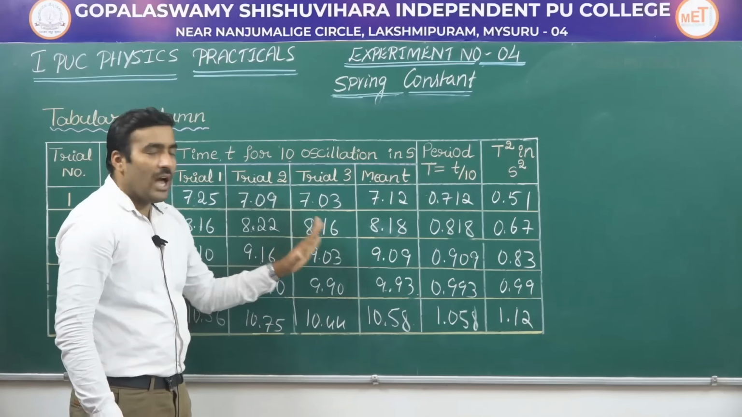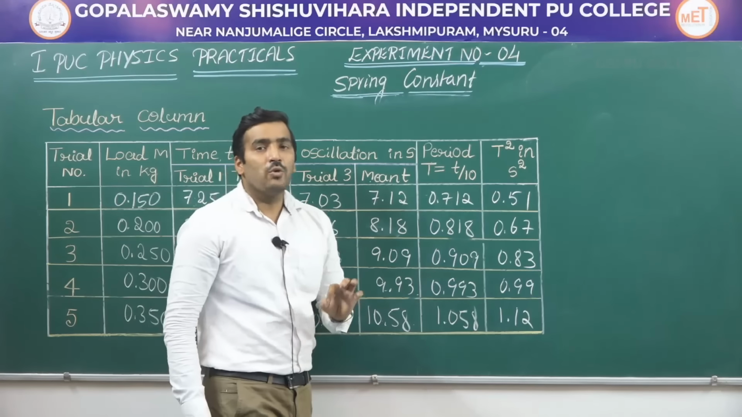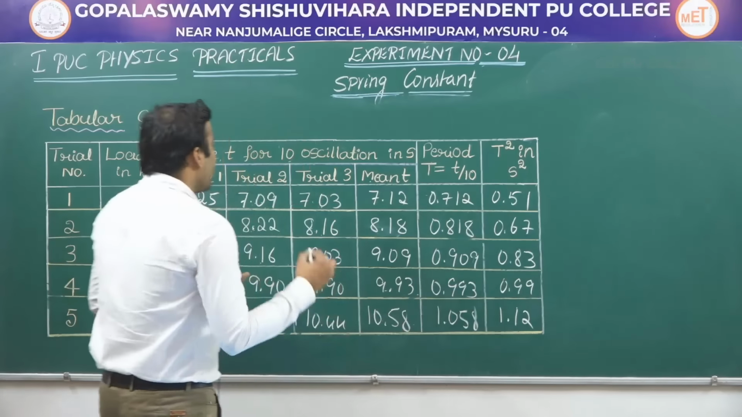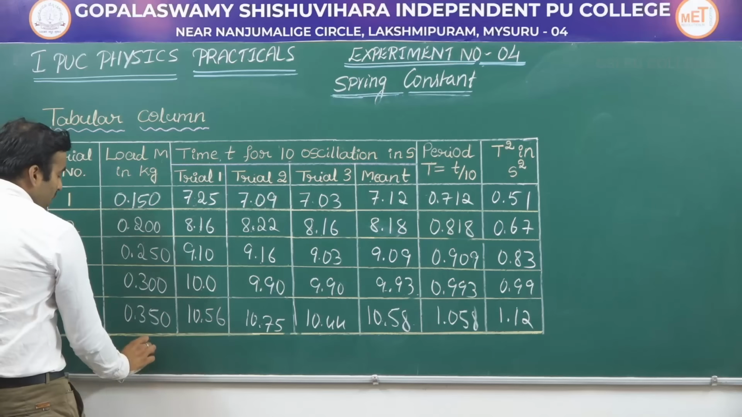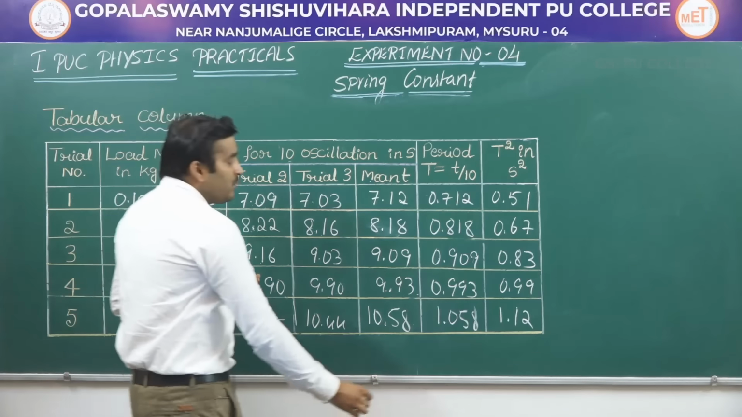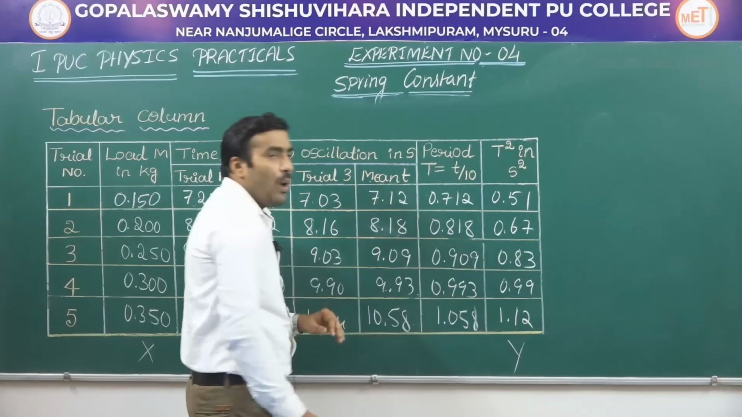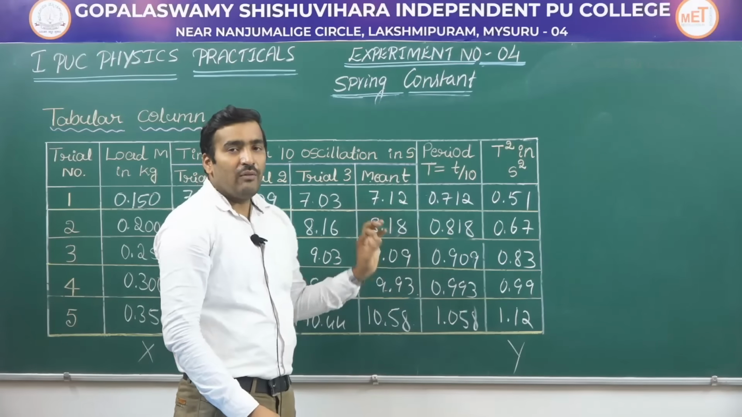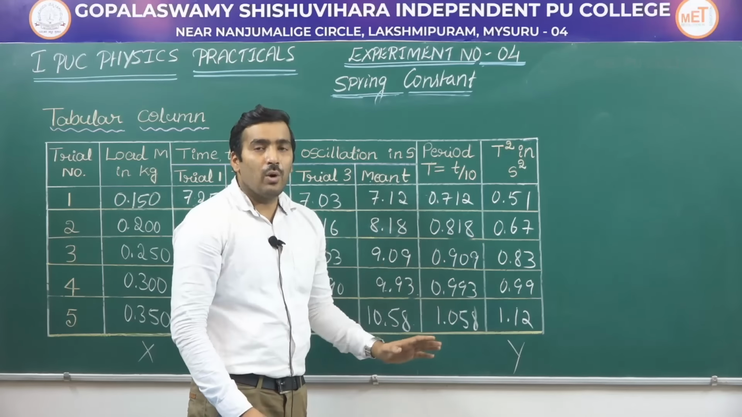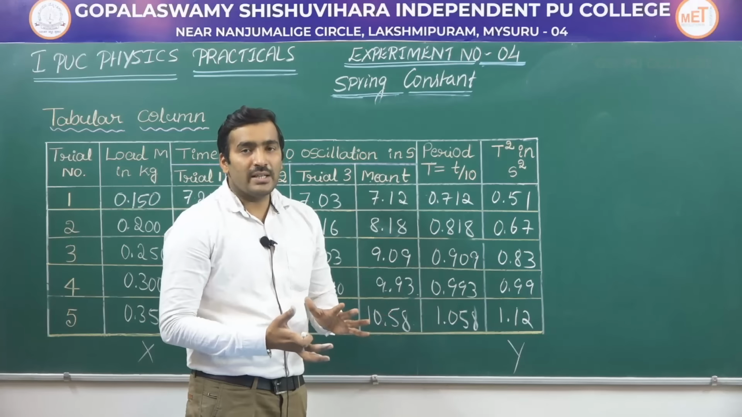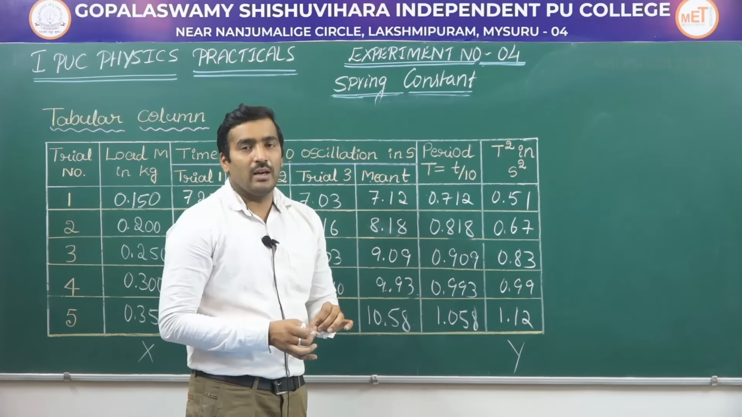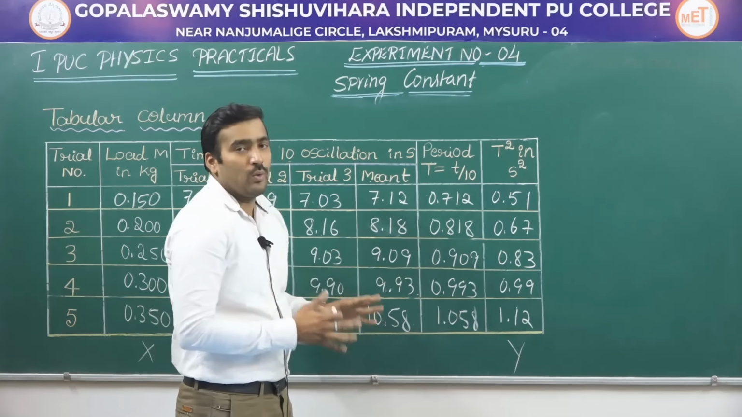Now we have finished this tabular column, and the next thing is we need to plot a graph of load in x-axis and T square along the y-axis. After plotting the graph, find out the slope, and using the slope you can find out the spring constant as well as effective mass of the helical spring. Okay, let's do this now.